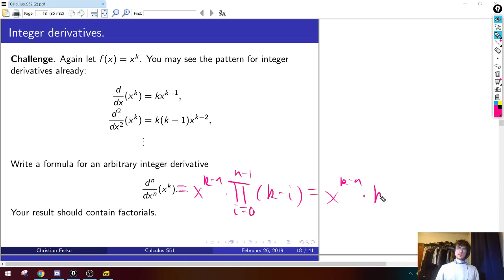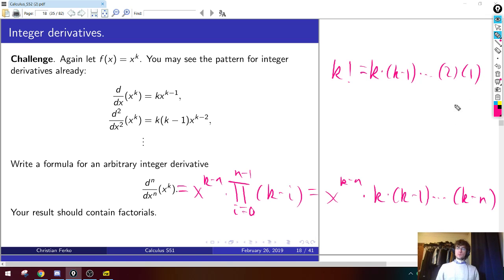So that means times k minus 1, dot, dot, dot, and then there's a k minus n, right? Okay, now the million-dollar question. Do you see how to rewrite this product as a factorial? Because factorial isn't quite what we want, because k factorial would be k minus 1 all the way down to 1. But we don't want to go all the way down to 1. We only want to go down to k minus n.